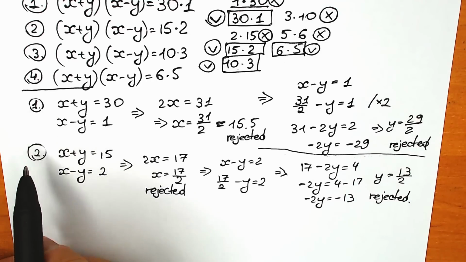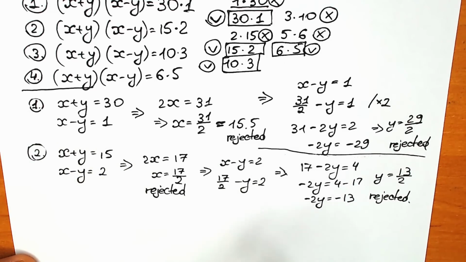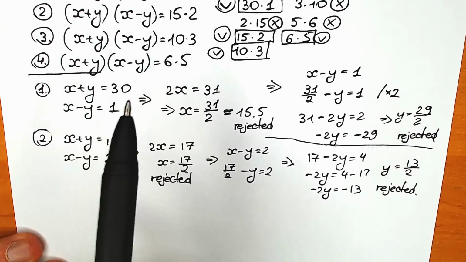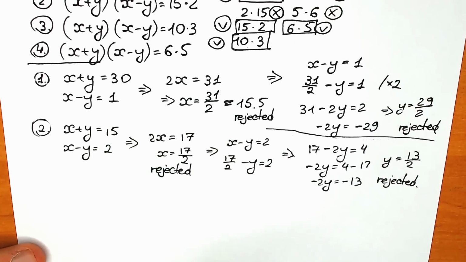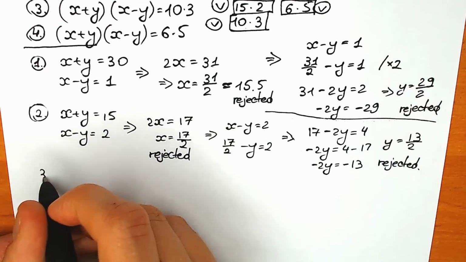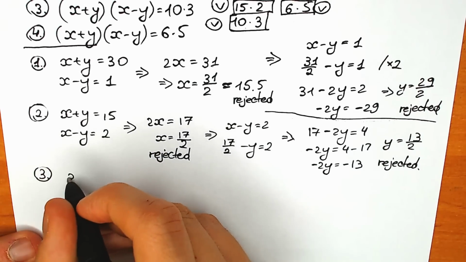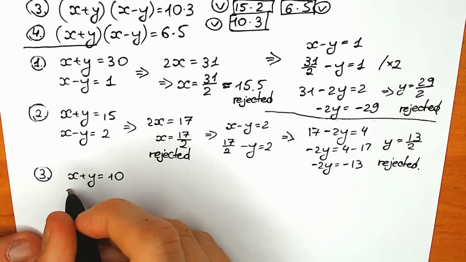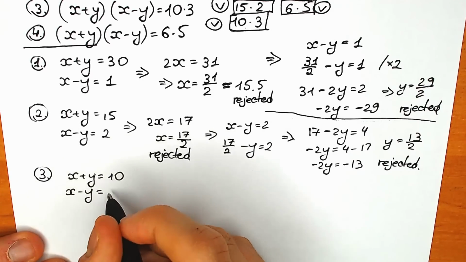So as you can see, in both cases we have non-natural roots. Let's move forward to the third one. x plus y equal to 10 and x minus y equal to 3. So we have that our x plus y equal to 10, and x minus y equal to 3.